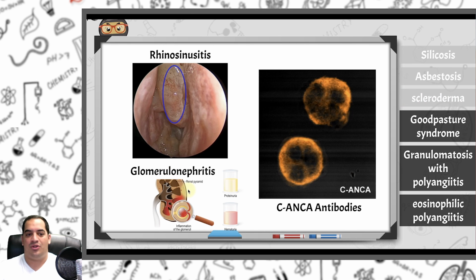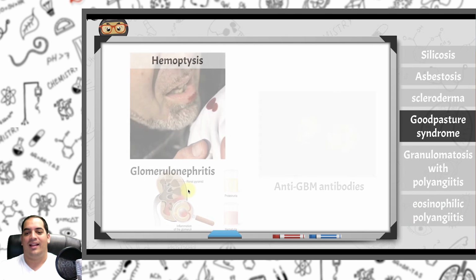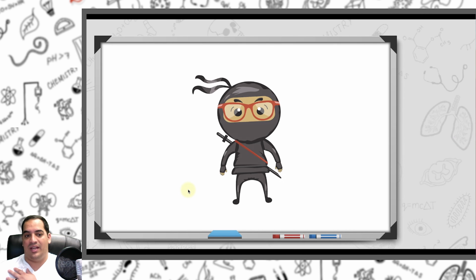If I have a patient who has rhinosinusitis, they have glomerulonephritis, they have C-ANCA antibodies, this is more suggestive of Wegener's or granulomatosis with polyangiitis. If I have a patient who has asthma, allergic rhinitis, glomerulonephritis, and P-ANCA antibodies, that's more suggestive of EGPA, eosinophilic granulomatosis with polyangiitis. And last but not least, if I have a patient with hemoptysis, glomerulonephritis, and anti-GBM antibodies, it's more suggestive of Goodpasture syndrome. So think about those, especially if they present that in the clinical vignette.